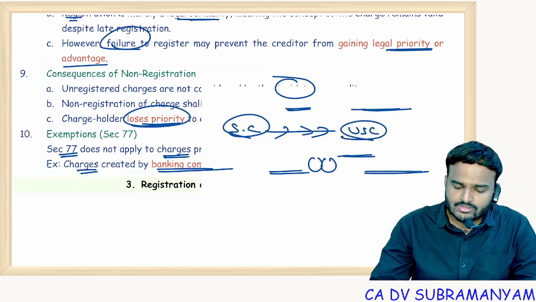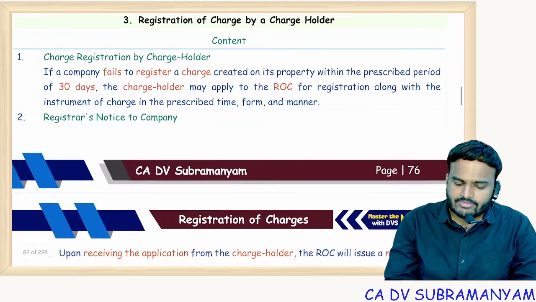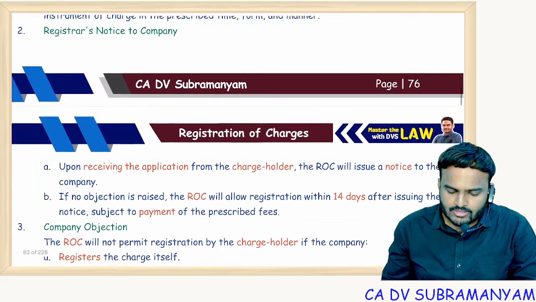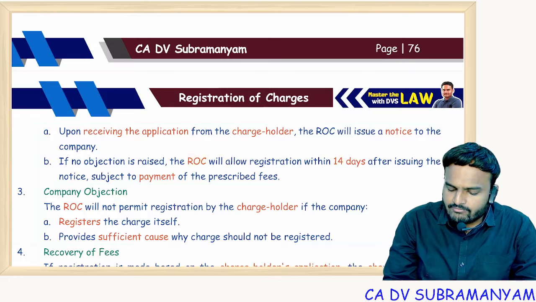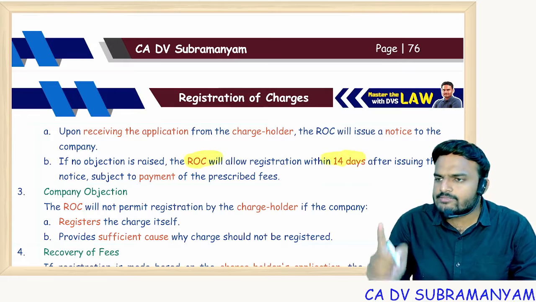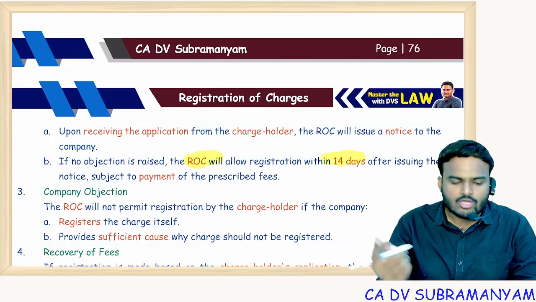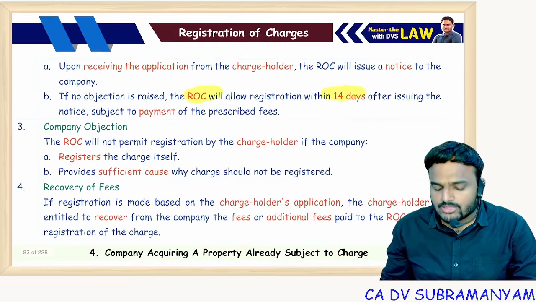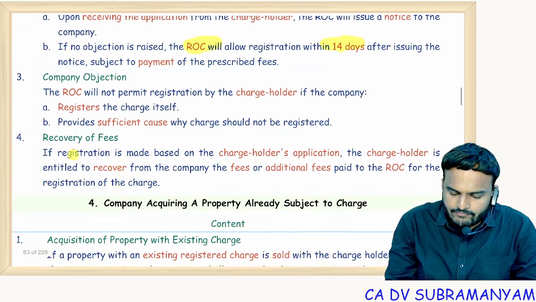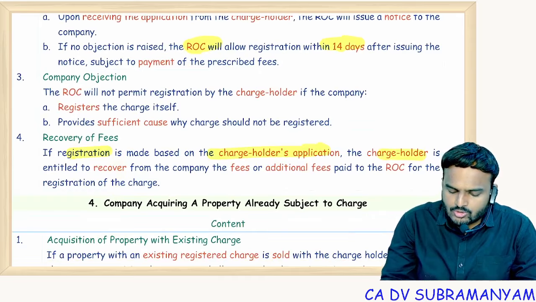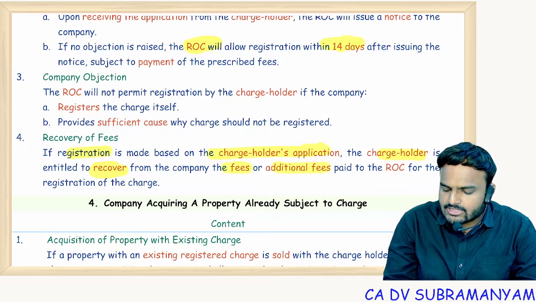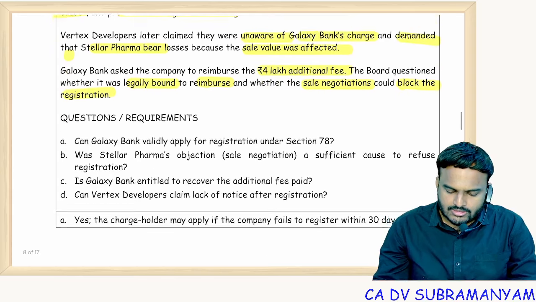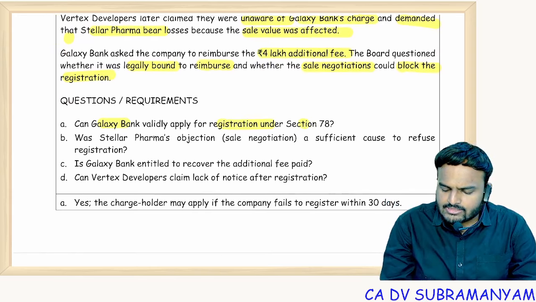Super. So it's all about section 78. If the company fails to register the charge, then the charge holder may apply to the ROC. The registrar gives notice to the company, and the registrar will wait for how many days? 14 days. Within 14 days, if the company has an objection, they need to raise it, or else the ROC will proceed with registration of the charge based on the application filed by the charge holder. If registration is made on the charge holder's application, the charge holder is entitled to recover from the company the additional fees paid to the ROC. That's it. So based on that, the answers: can Galaxy Bank validly apply for registration under section 78?